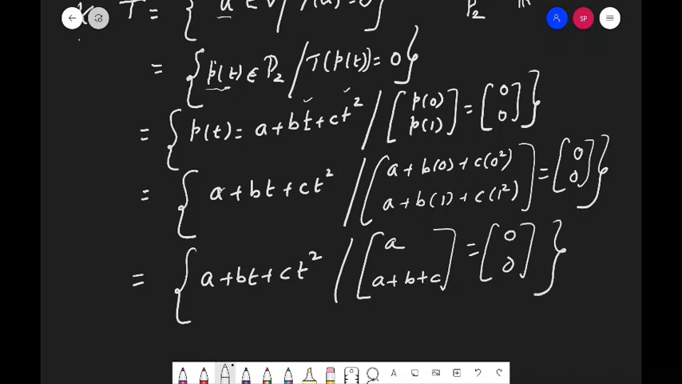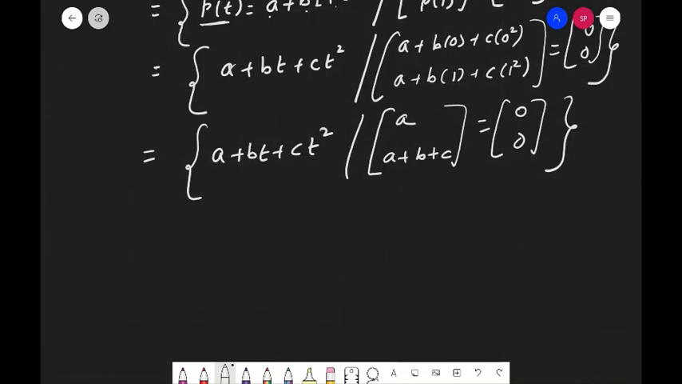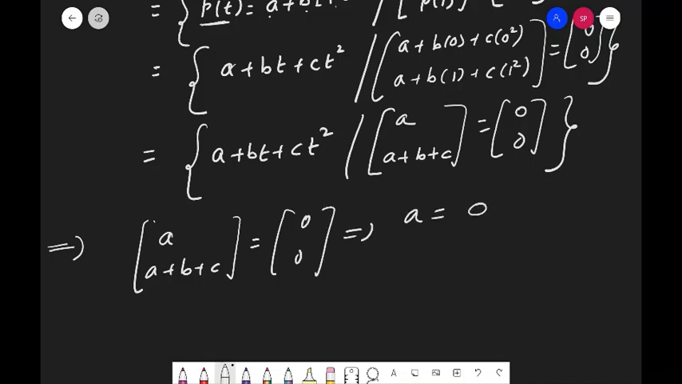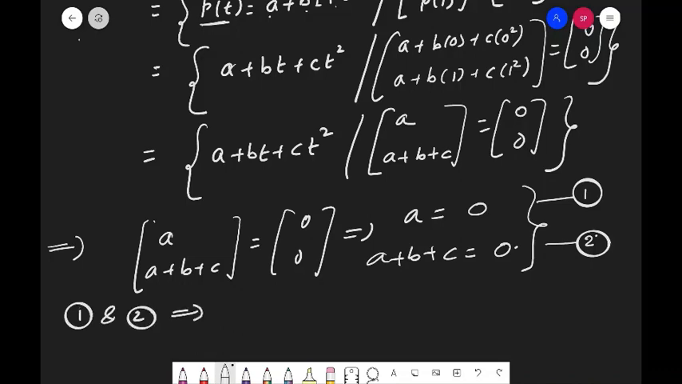So now we need to find this polynomial, that is, you have to get the values of A, B, C. Now to find A, B, C, what is it that we have with us here? The matrix is equal to 0, 0, which implies A is equal to 0 and A plus B plus C is equal to 0. If this is 1 and this is 2, then 1 and 2 imply I can write B plus C is equal to 0, which implies B is equal to minus C. This is 3.